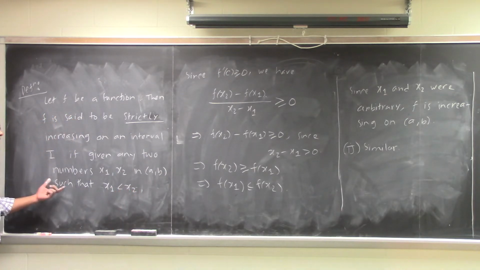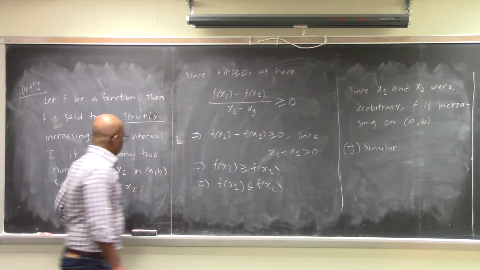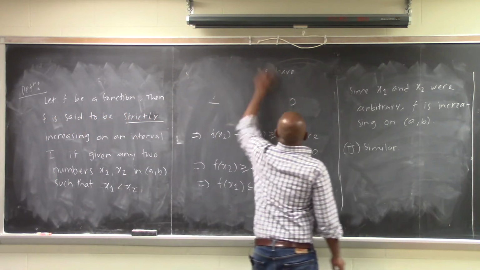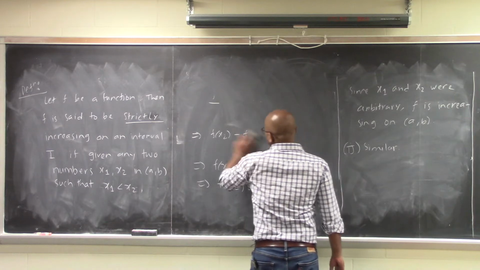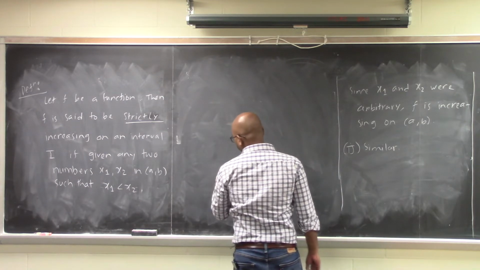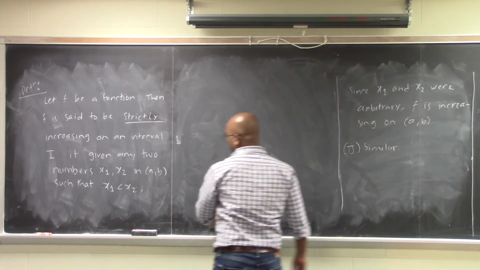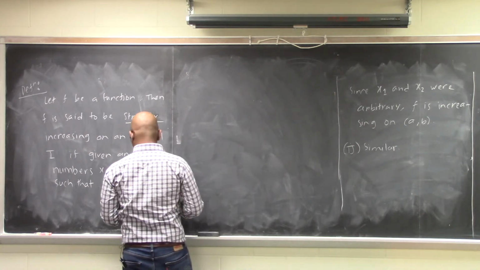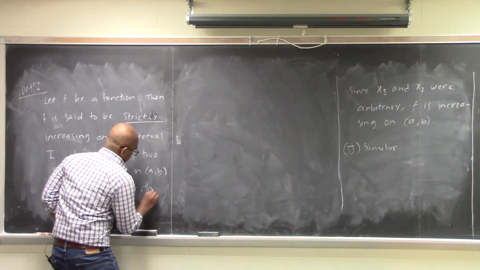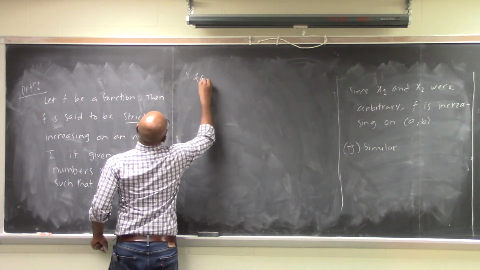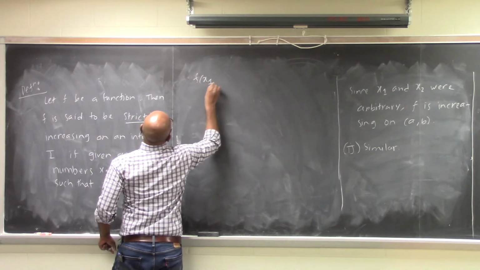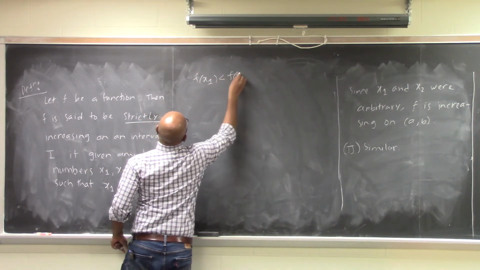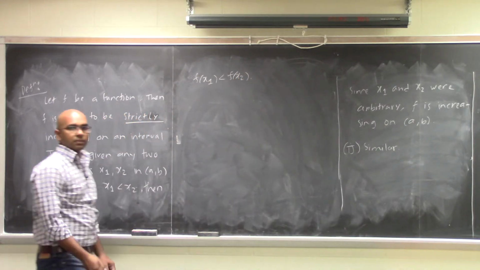So what we basically said is we have 2 inputs, one is bigger than the other one. Then f is strictly increasing if the bigger input will make a strictly bigger output. So if this happens, then f of x1 is strictly less than f of x2. So that's the definition.